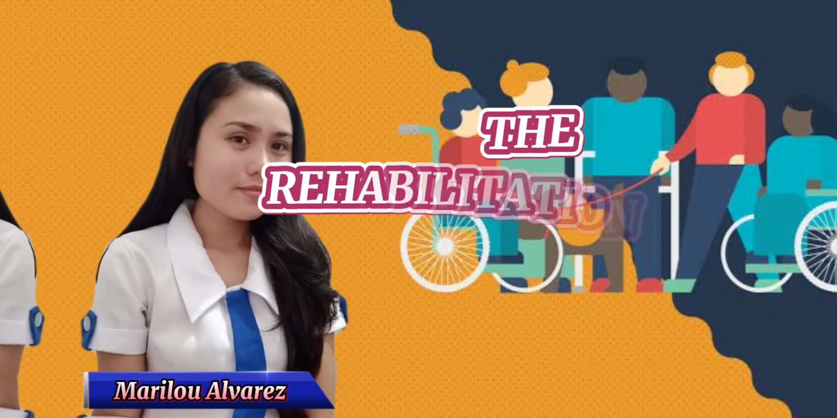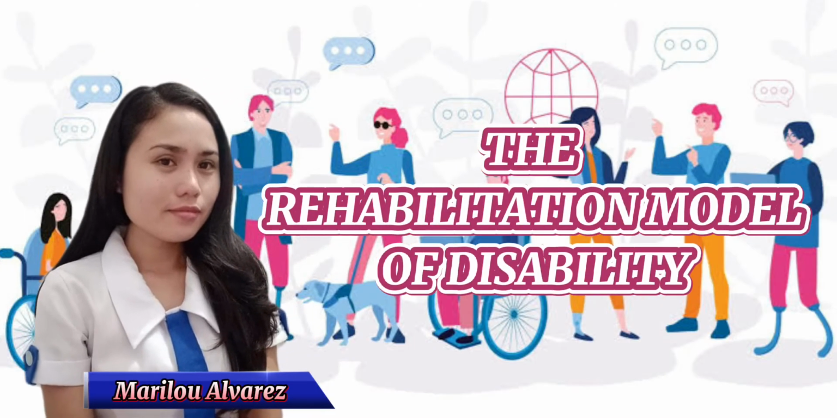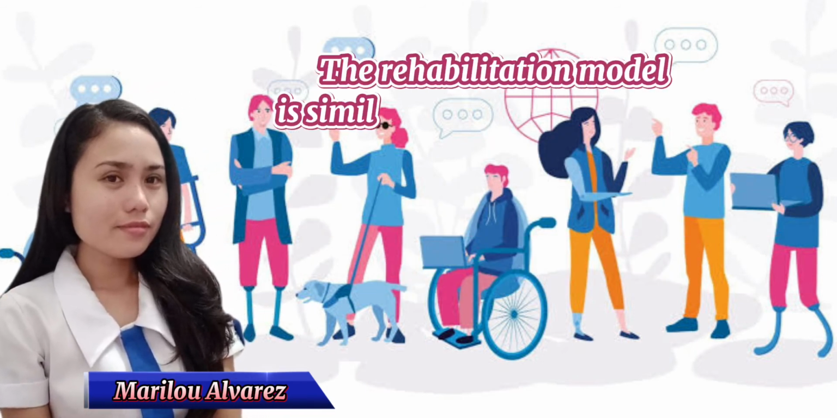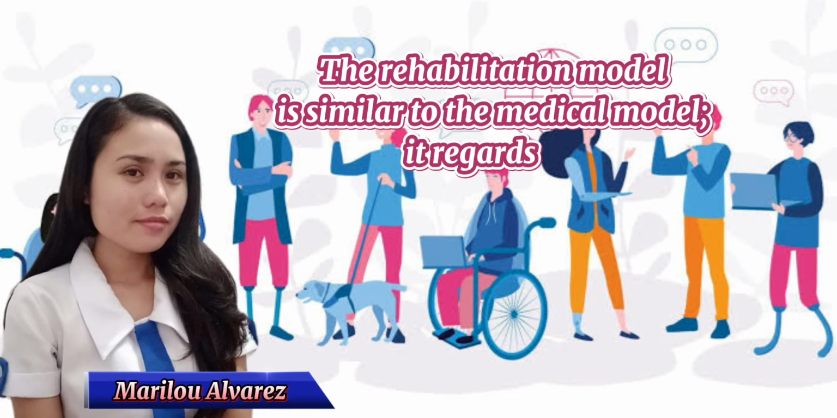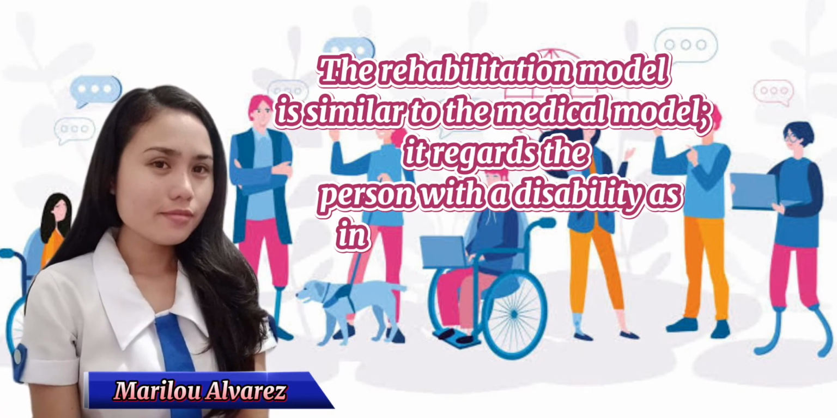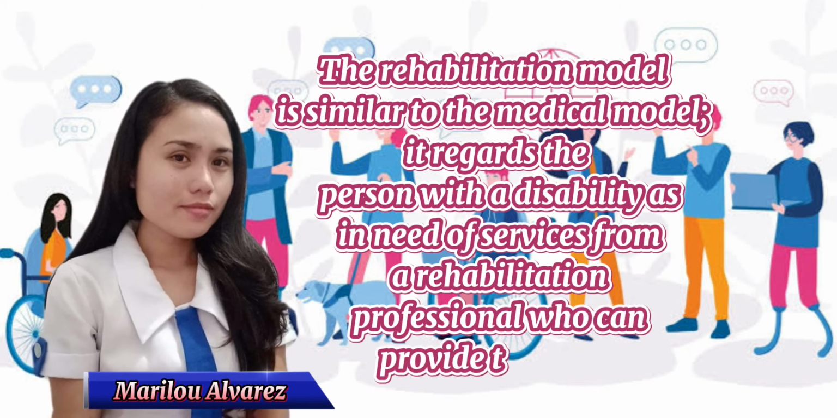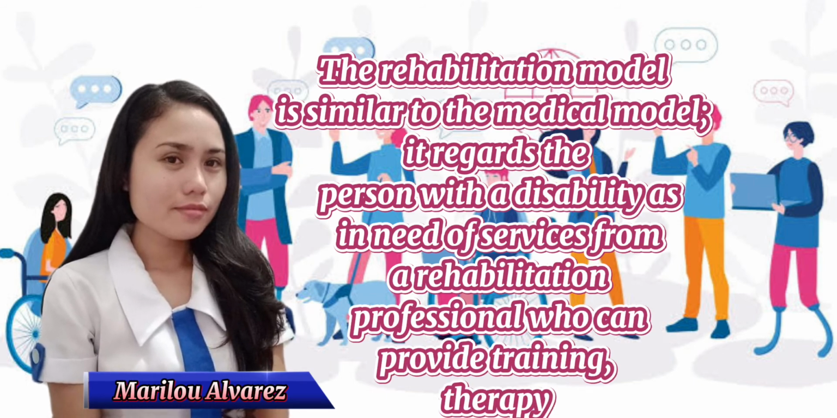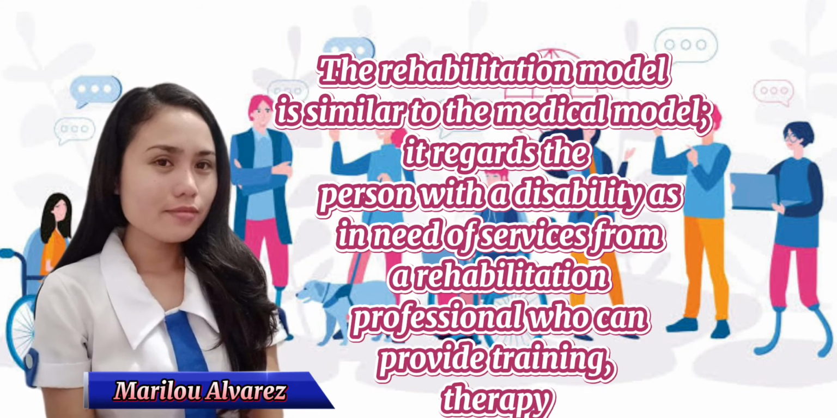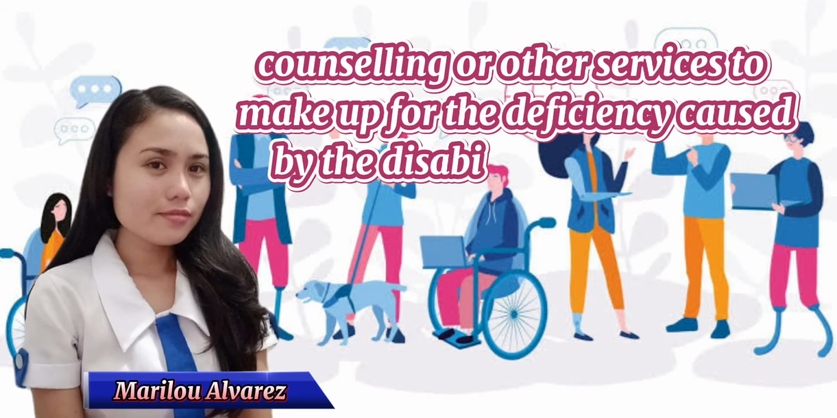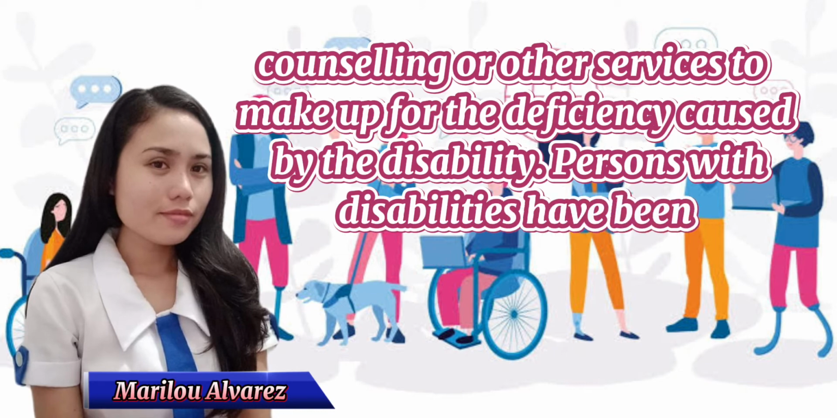The rehabilitation model of disability. The rehabilitation model is very similar to the medical model. It regards the person with a disability as in need of services from a rehabilitation professional who can provide training, therapy, counseling, or other services to make up for the deficiency caused by the disability.